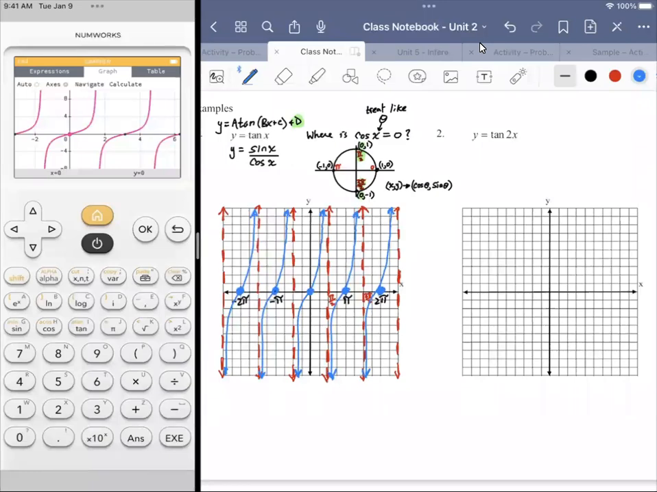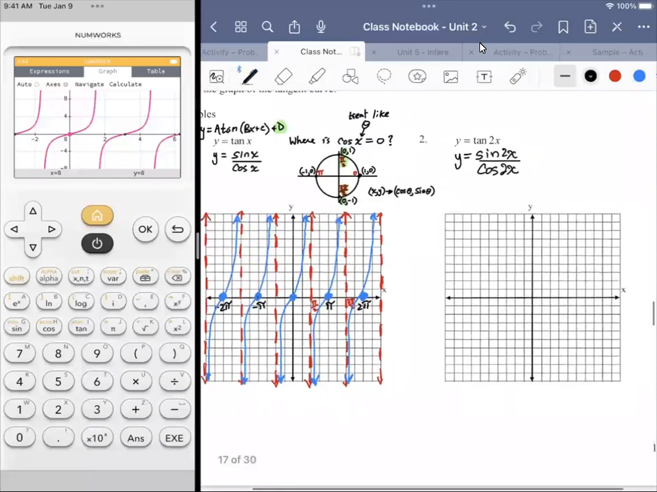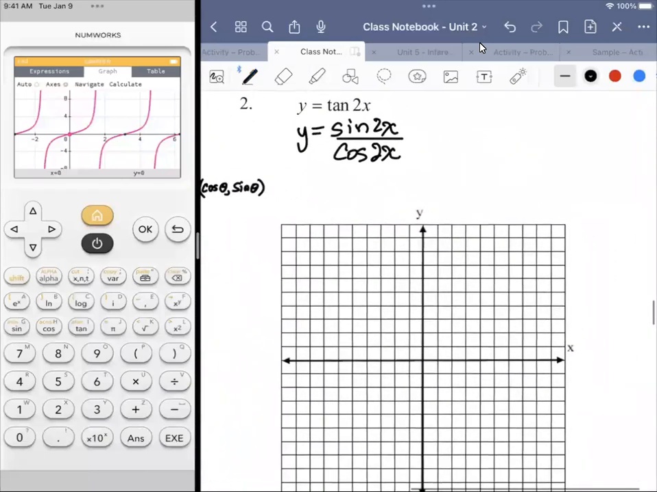So that's the same as saying y is equal to the sine of 2x over the cosine of 2x. This one's a little trickier because what I need to figure out is where cosine of 2x is equal to 0. All right. So, and that'll help me get my asymptotes. So I'm going to say, where is cosine of 2x equal to 0?